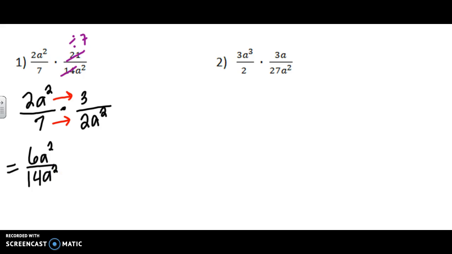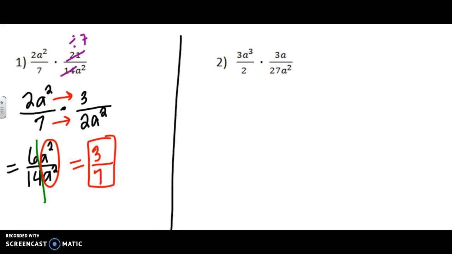And now you can do the same thing that we were doing yesterday, which is look at your numbers, see if those can simplify, and look at your variables and see if those can simplify. 6/14 reduces to 3 over 7. And then because these are even Steven, they're just going to cancel each other out. So 3 over 7 is your final answer.